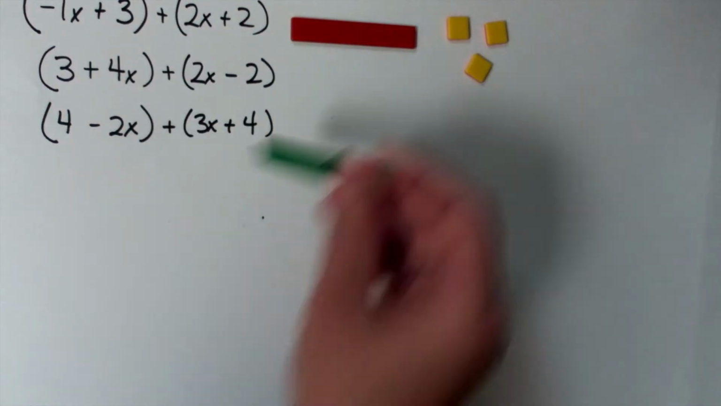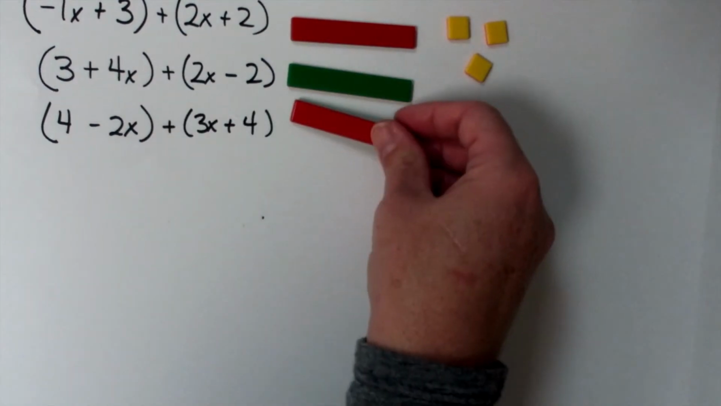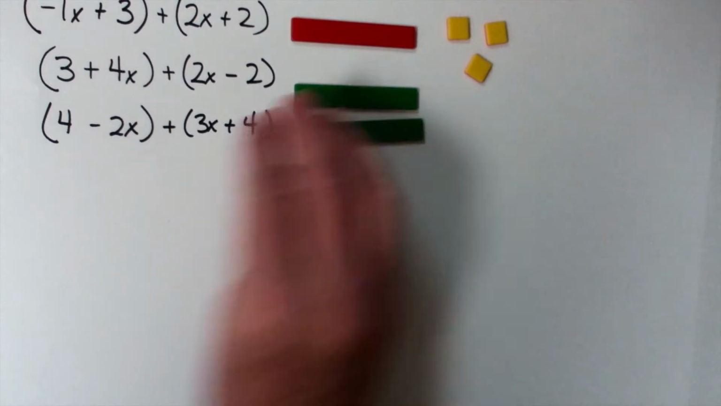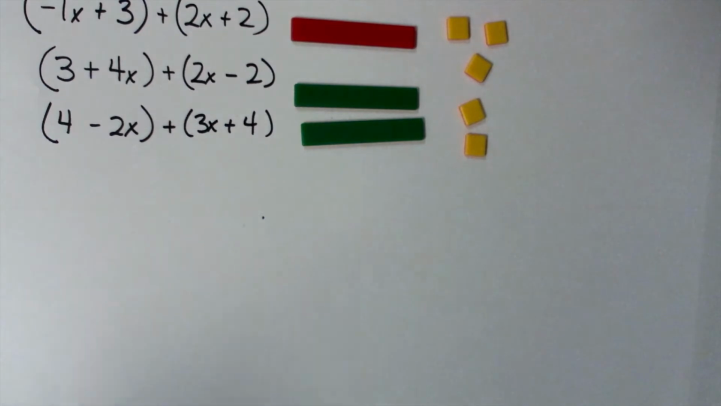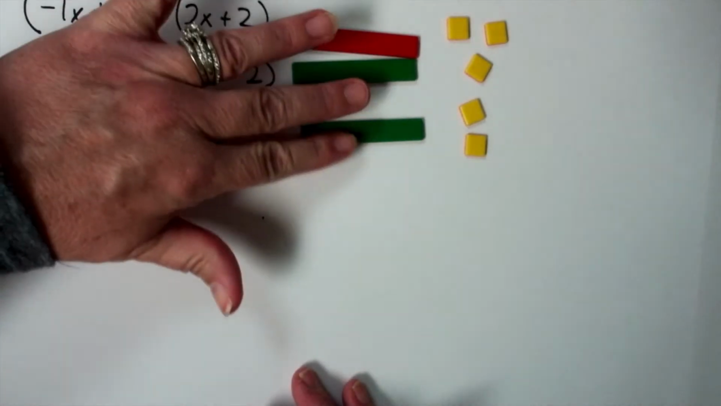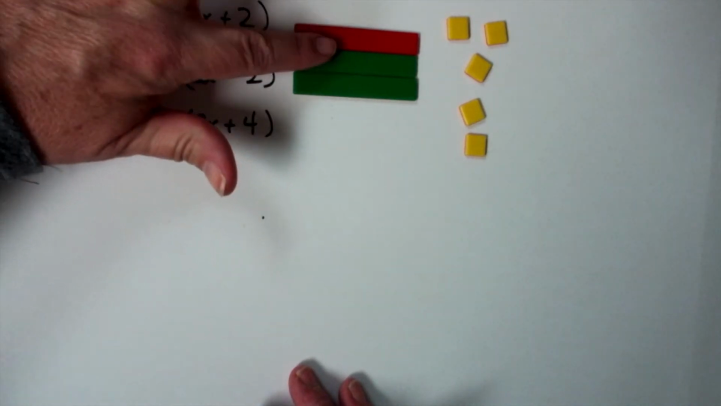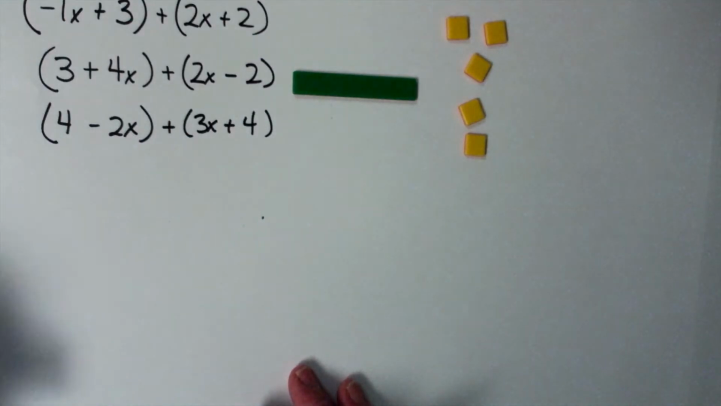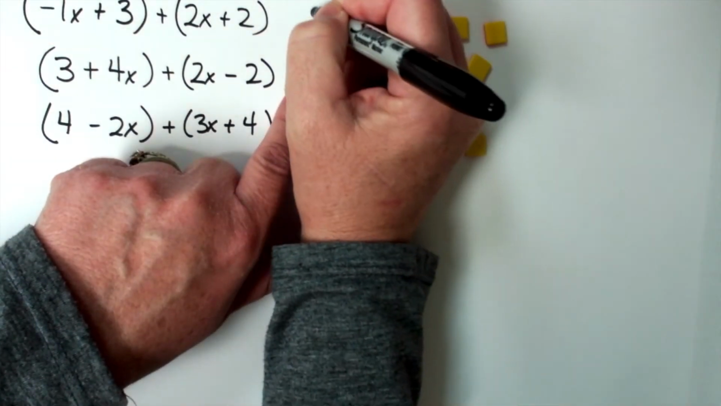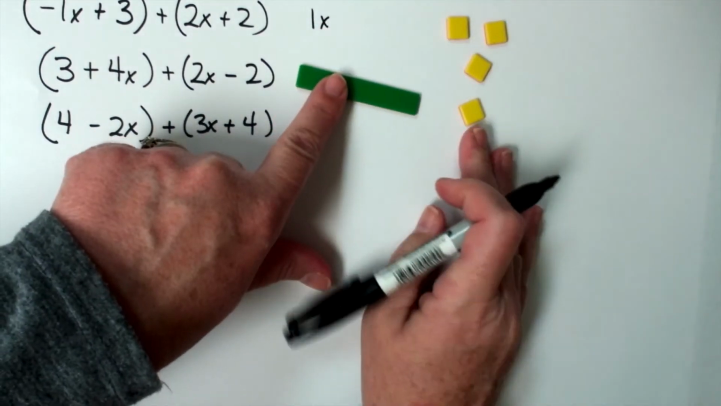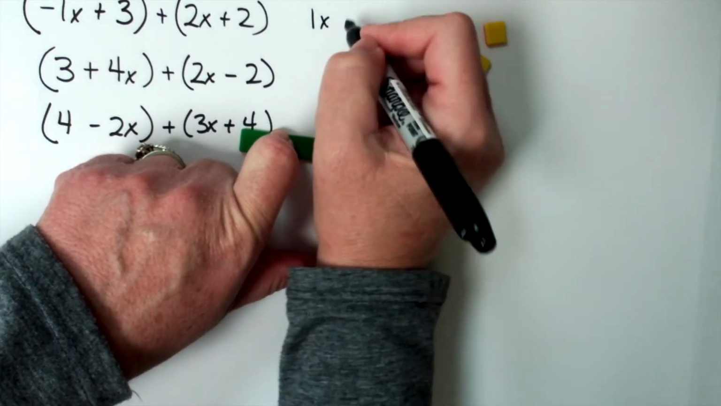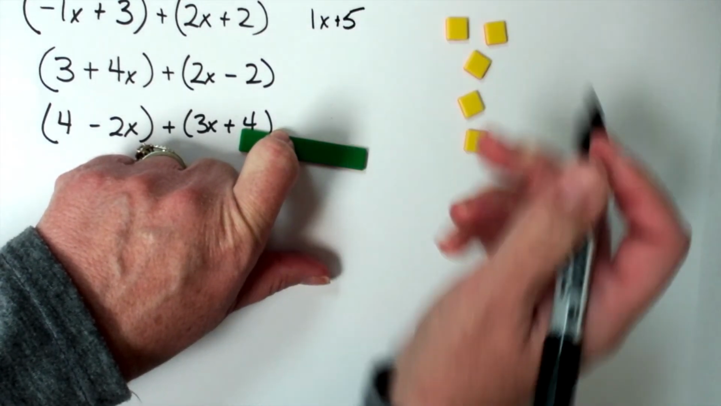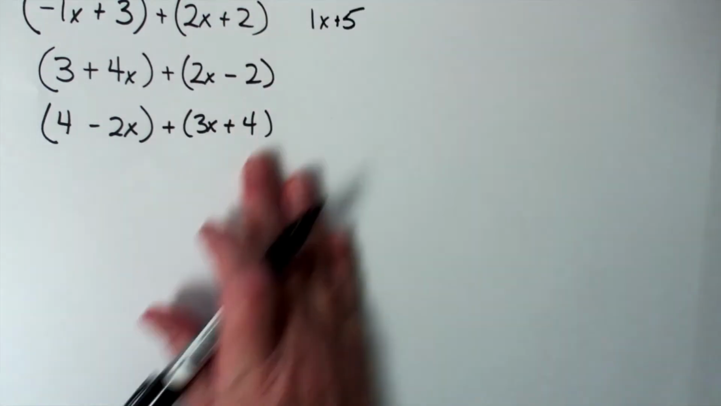2x plus 2. Now, what do we know? Can we combine like terms? Yes, we can. Do I have a zero pair? Yes, I do. At this point, it becomes 1x, and this becomes what? 1, 2, 3, 4, 5. 5 plus 5. Now, let's do another one.